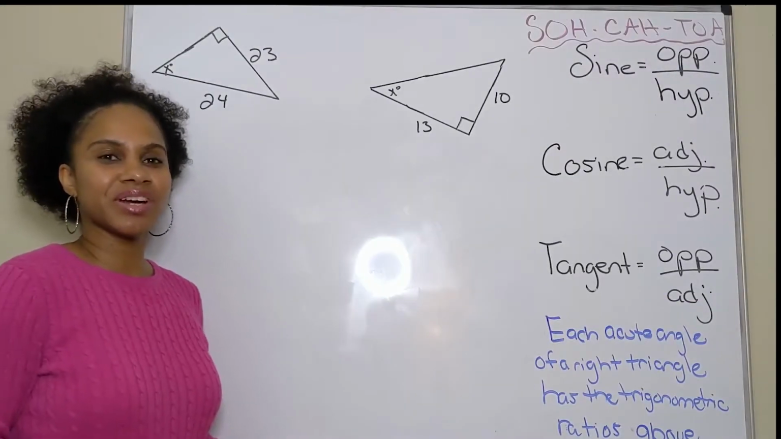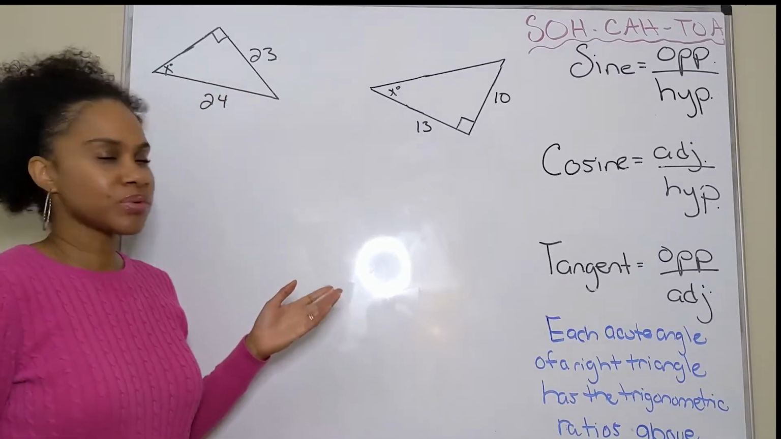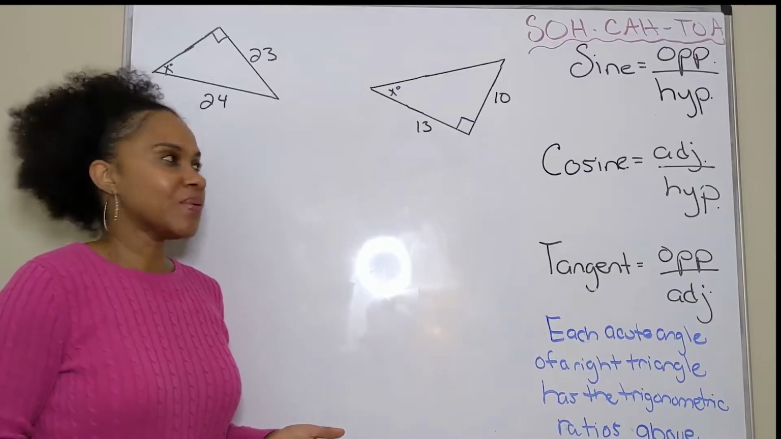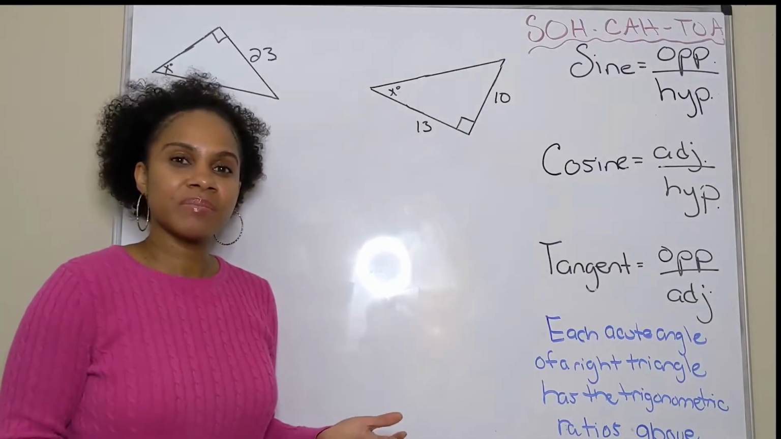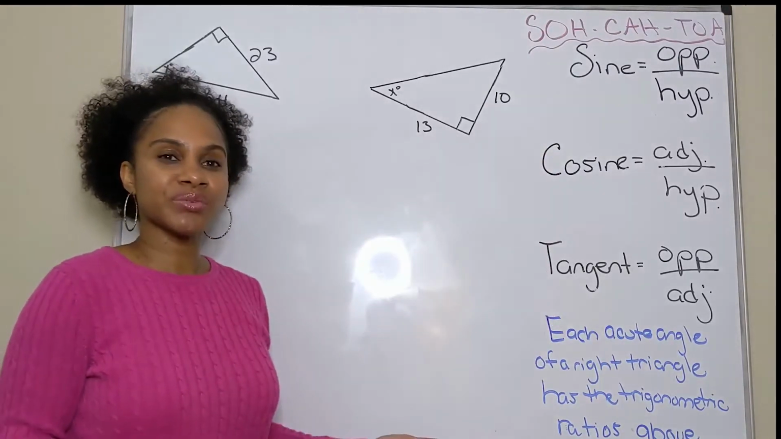Alright, so in this video we're going to learn how to find the missing angle of right triangles when we're given the length of two sides of that triangle. And the way we're going to do that, we're going to use our trig ratios. So if you're not familiar with how to use the trig ratios, please see my video on trigonometric ratios.